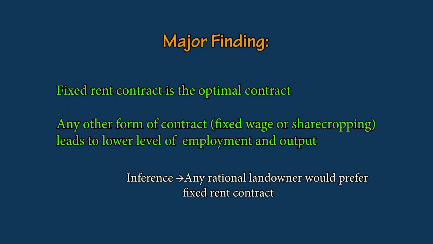So, what we get from it is that the fixed rent contract is the optimal form of contract. Any other form of contract like fixed wage contract or sharecropping inherits certain incentive related problems. Now, these lead to lower level of employment and output. Now, if this is the case, then we would expect that any rational landowner would always prefer fixed rent contract compared to sharecropping or fixed wage contract. So, if this argument is true, then it would in turn suggest that in the real world we shall observe the dominance of fixed rent contract.